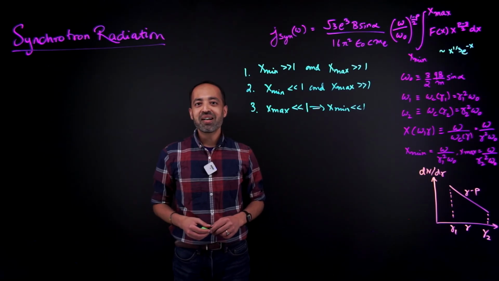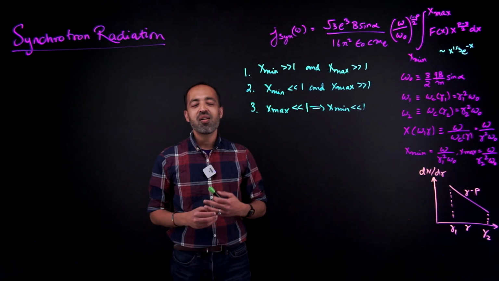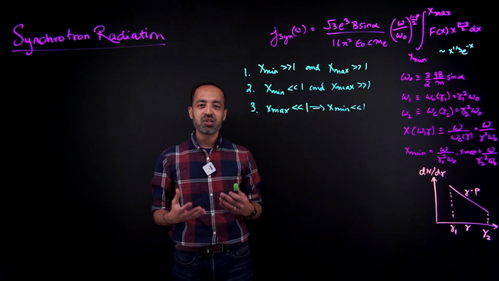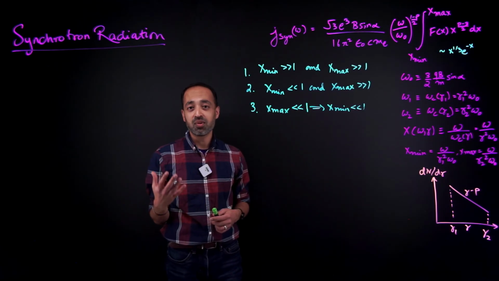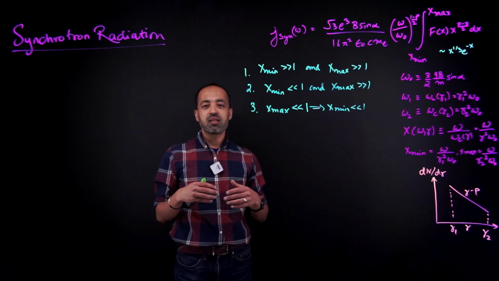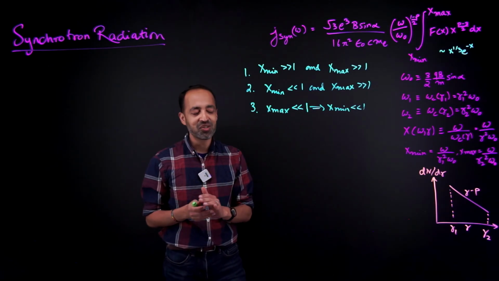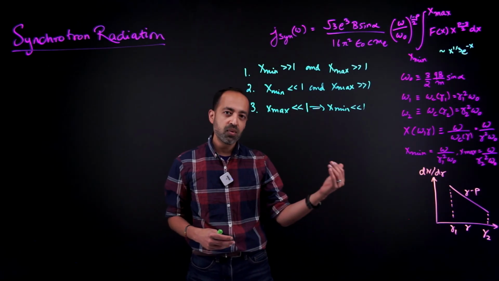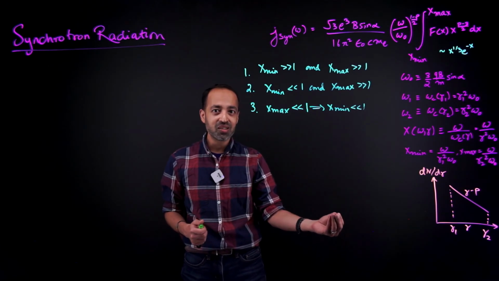Hi everyone, and welcome back to our discussion of synchrotron radiation, where we are in the middle of learning about the radiation spectrum from a power law distribution of particles. As a reminder, we looked at the radiation spectrum from a single particle, and then we started looking at what might happen if instead of a single particle, which is of course never the case in astrophysics, you have a distribution of particles.